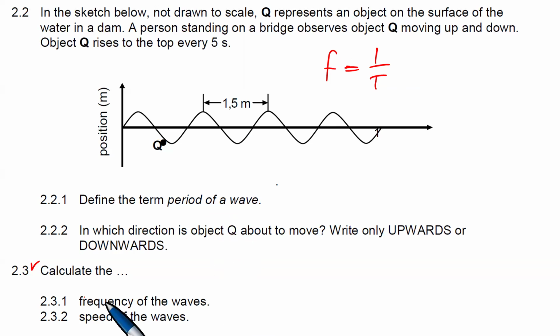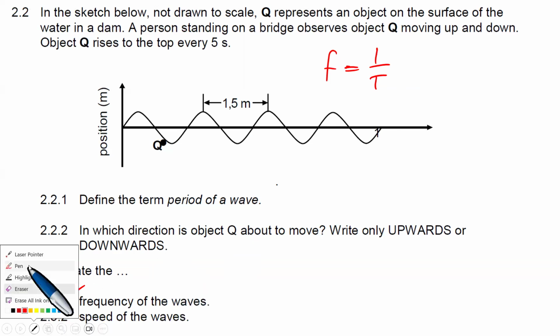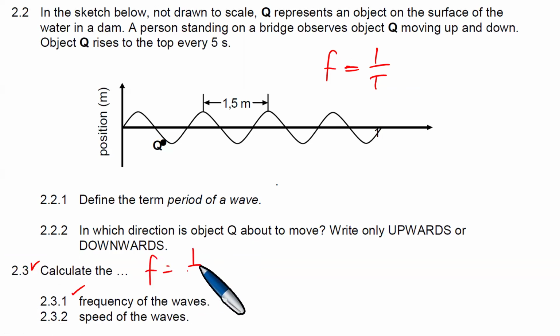Right, so to calculate the frequency for 2.3.1, you're going to say frequency is 1 over the period. Right, so frequency is 1 over time, and this is equal to what? 1 over, and we're able to see, what is the time? 5 seconds. Well done, because this is moving up. The object rises to the top every 5 seconds. You can see that the period is 5 seconds.